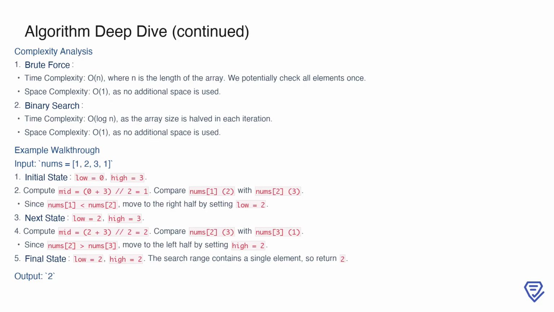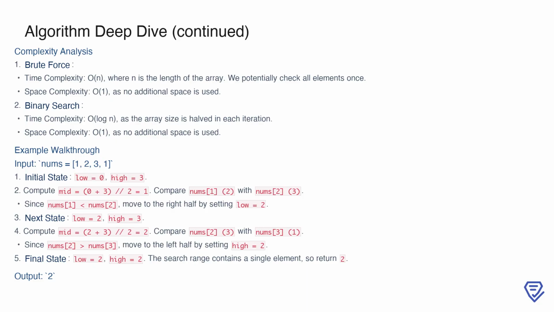Now, low = 2 and high = 3. Recalculate mid = (2 + 3) / 2 = 2. Compare nums[2] = 3 with nums[3] = 1. Since nums[2] > nums[3], move to the left half by setting high = 2. At this point, low = 2 and high = 2, so the search range contains a single element.